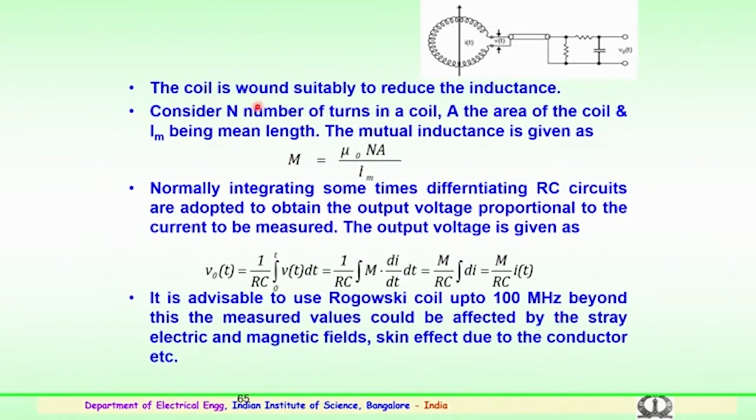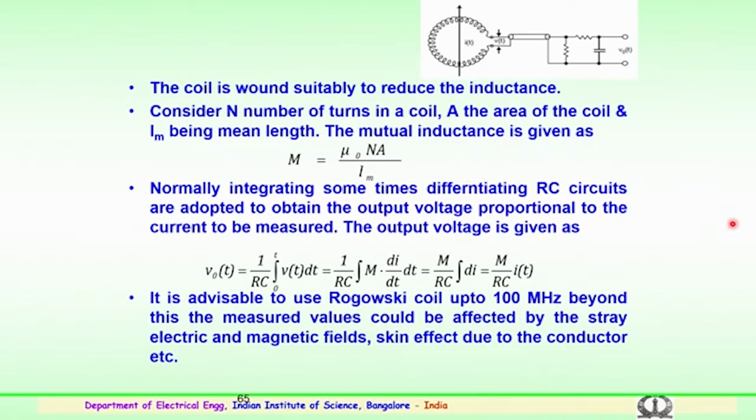So, the coil is suitably wound basically to reduce the inductance. Here the alternate layer, where one layer starts here, the other is intentionally wound in the reverse direction, so as to make it a non-inductive type of arrangement. Consider n number of turns in a coil, A being the area of the coil and lm being the mean length. The mutual inductance is given by M equal to mu naught into N A by lm.